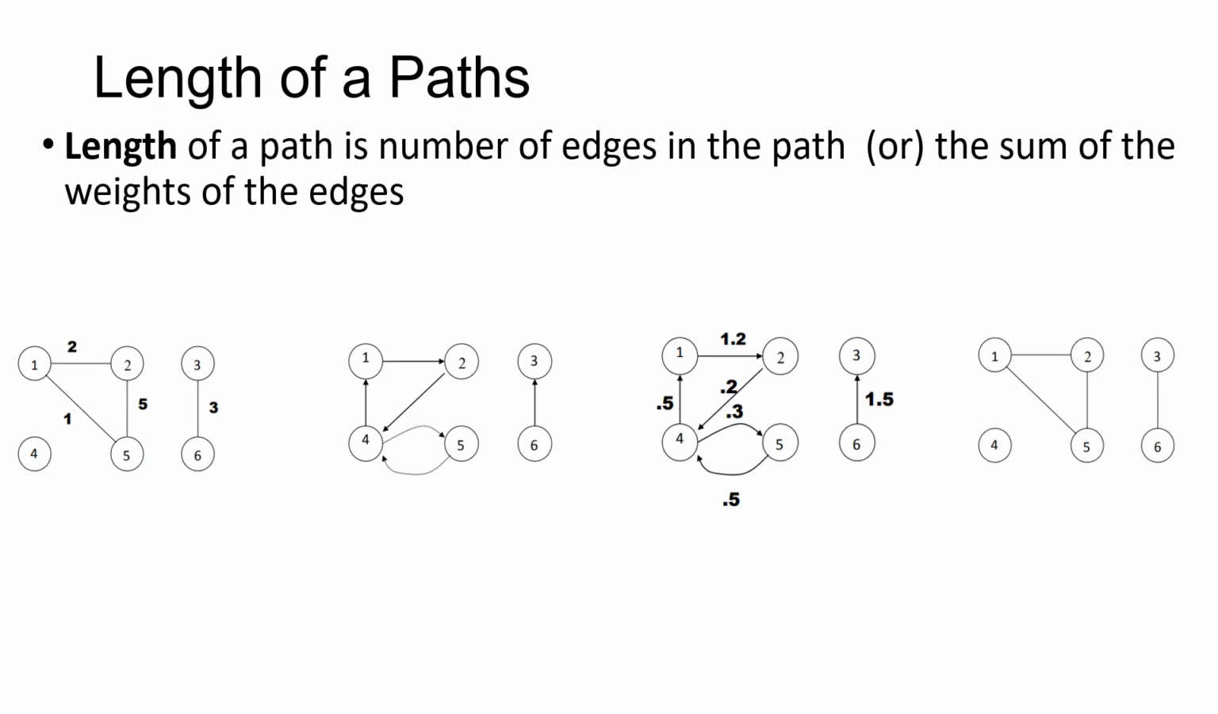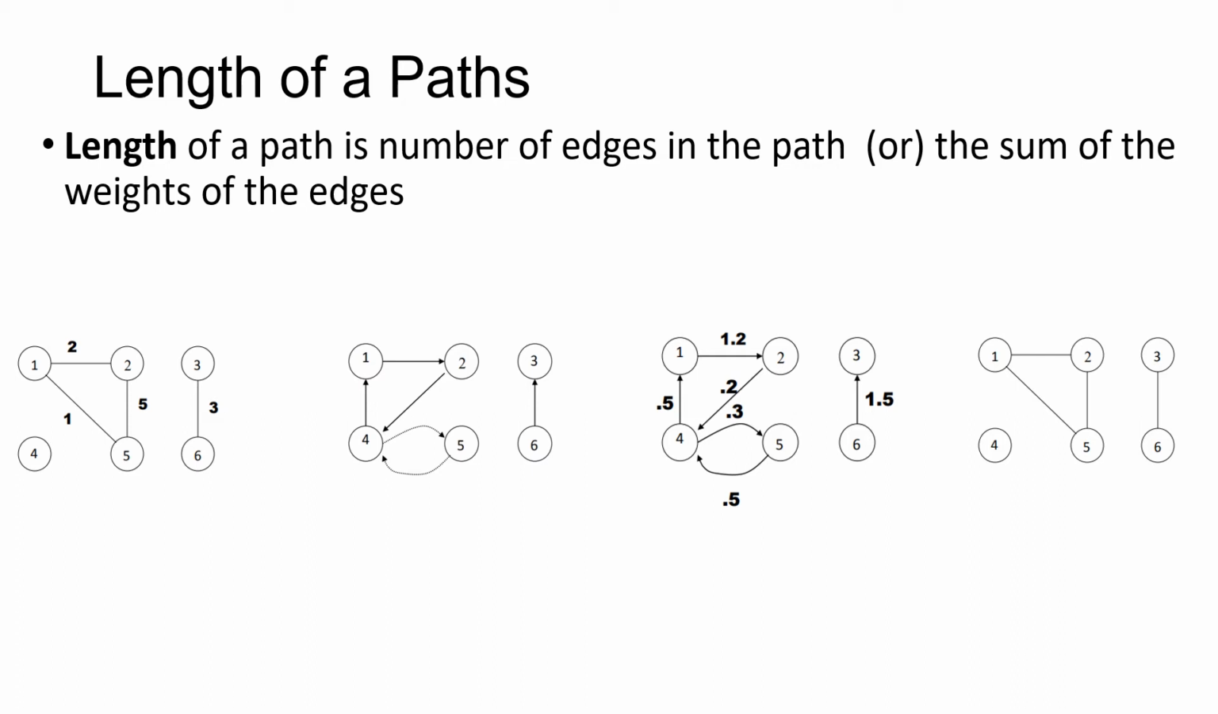Now let us see how to find the length of paths for both directed and undirected graphs with weighted and unweighted edges. The length of the path for both directed and undirected graphs with unweighted edges is given by the number of edges in the path, while the length of the path for a directed or undirected graph with weighted edges is given by the sum of the weights of the edges.